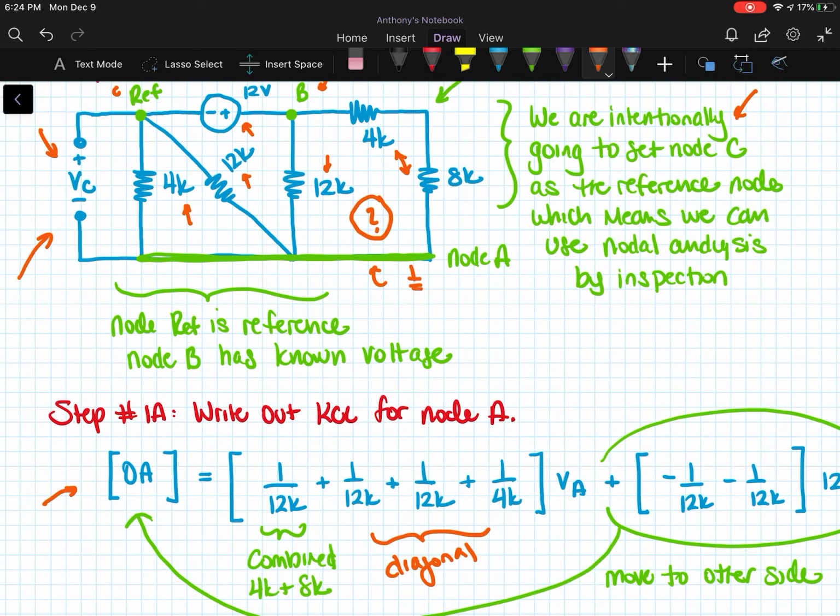Next, we have the admittances that are located in between node A and node B. And that is, as you can see, a 12K and a 12K. That's this one and these two. Again, I have combined them together to be a 12K ohm resistor.